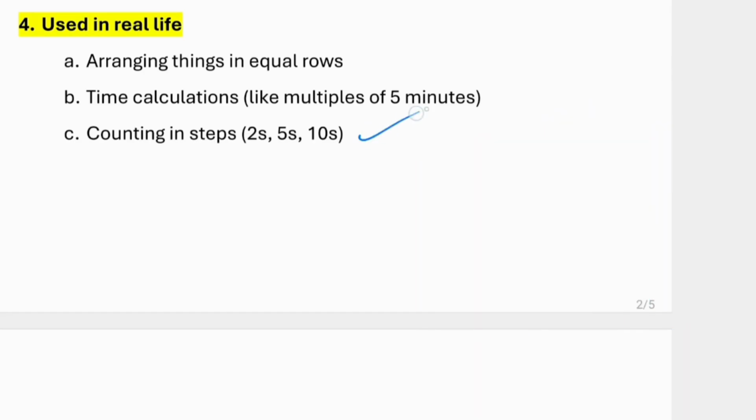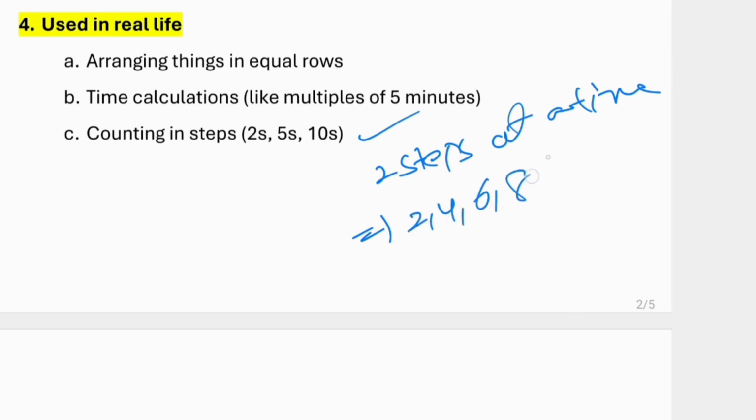And the next one, counting steps. In the situation of counting steps, we use multiples. For example, if you climb 2 steps at a time, then we get 2, 4, 6, 8 steps. Therefore, each jump is a multiple of 2. So these are the multiples of 2: 2, 4, 6, 8.